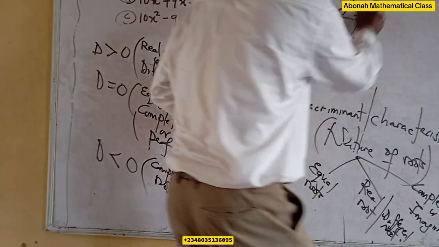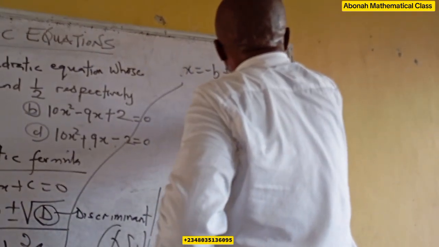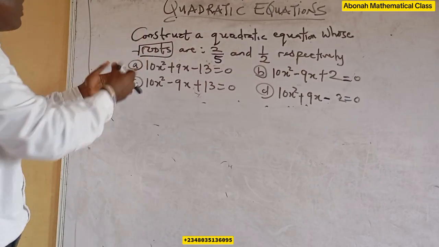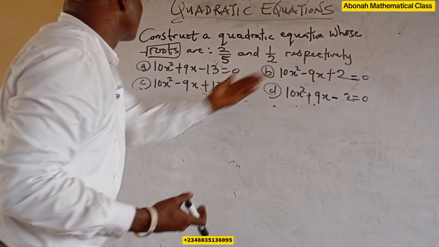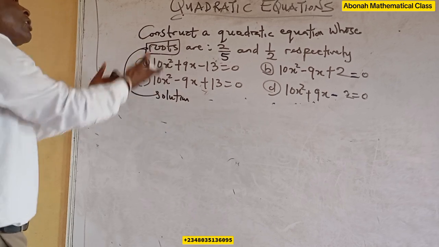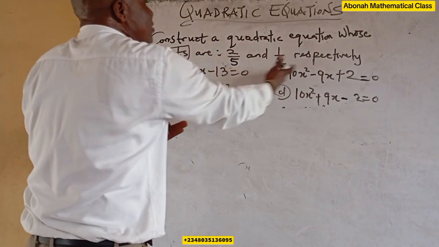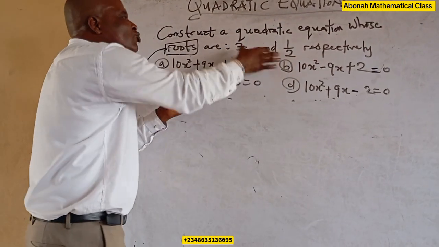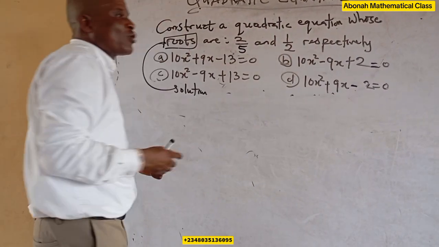I can now write it this way: x equals minus b plus or minus the square root of b squared minus 4ac, over 2a. This is the D we are talking about. The question of the day that brought about all this analysis: construct a quadratic equation whose roots, another name for root is solution, are 2 over 5 and 1 over 2 respectively. We want to use our roots or solution to get this particular equation.